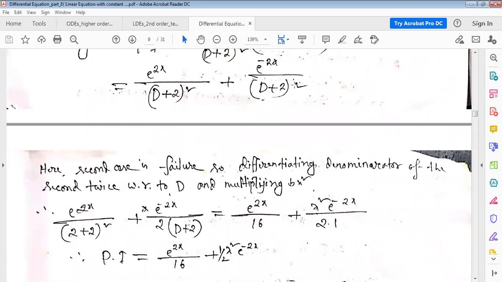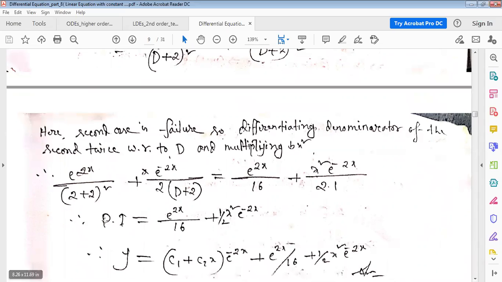Okay, just the x square formula, twice x like this, differentiating with respect to D. Okay, so again differentiating this, we have to put x square, and this will be what? Only coefficient 2, minus 2, only 2 into 1. Okay, so the particular integral can be written as this, just the sum of this.